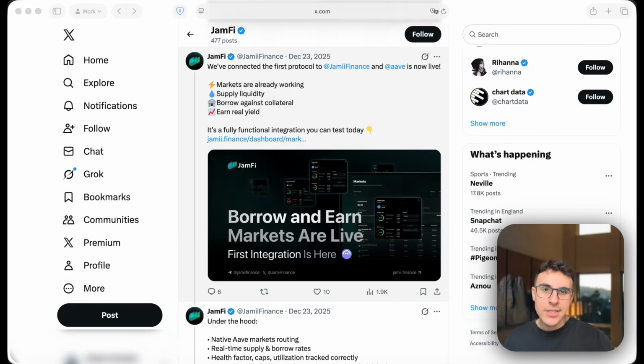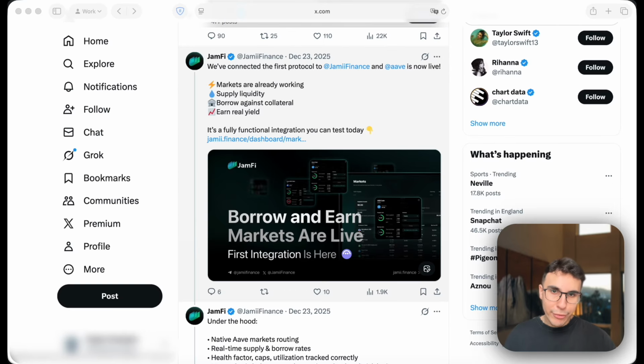Today we're taking a first deep look at JamFi Markets, the first live product from the JamFi ecosystem. On JamFi's Twitter, you can see the first big update. JamFi Markets with a full Aave integration is already up and running. So, before we jump into the interface, let's quickly look at what the team has been shipping publicly.